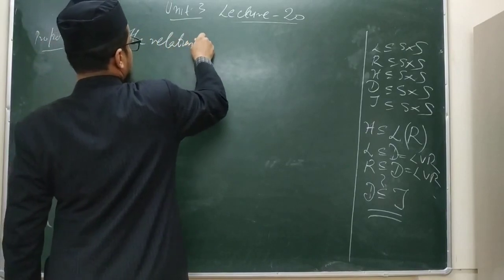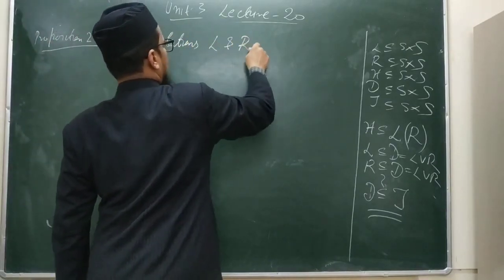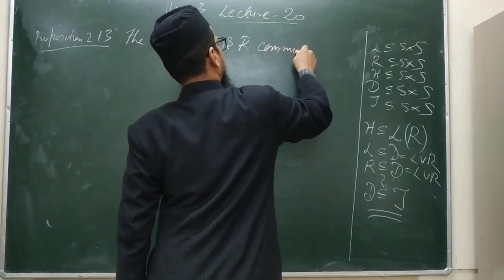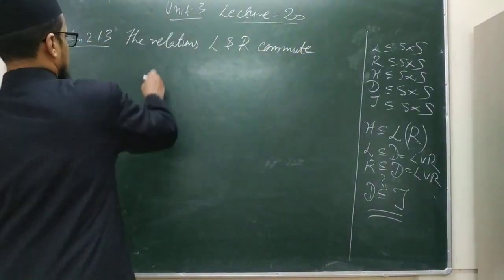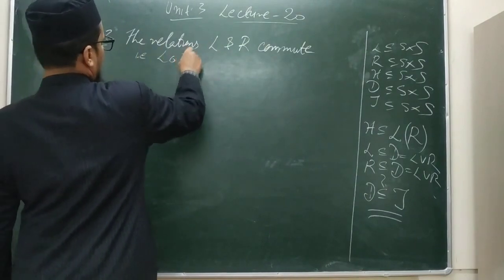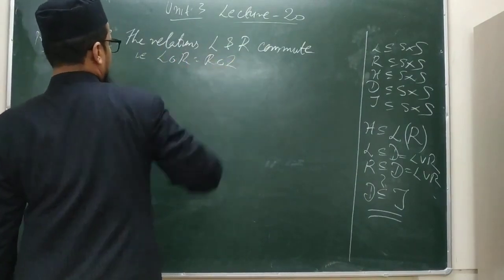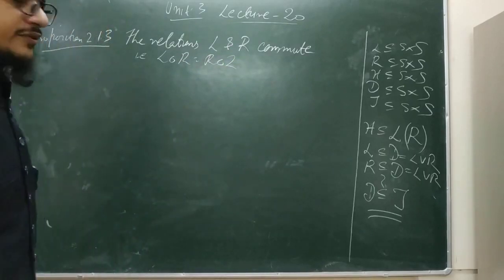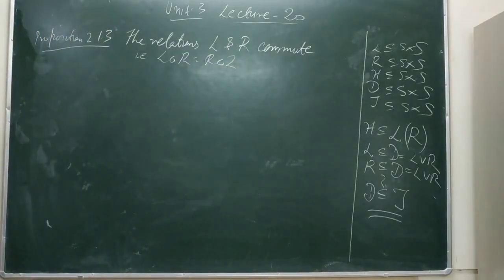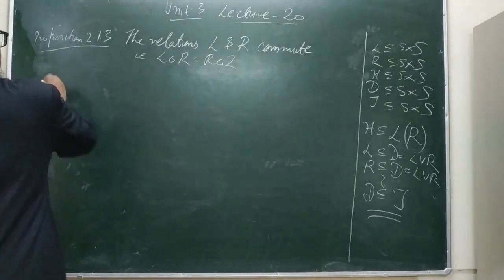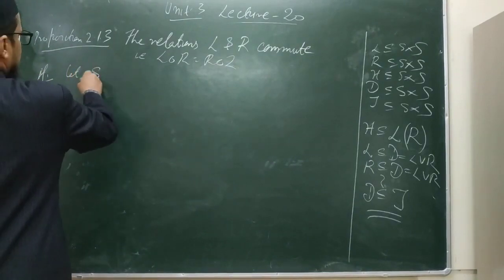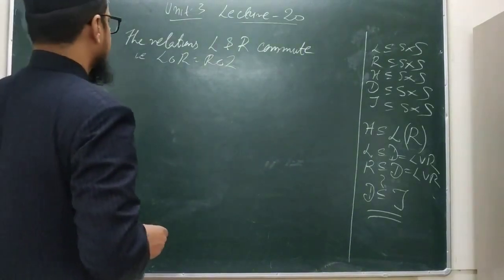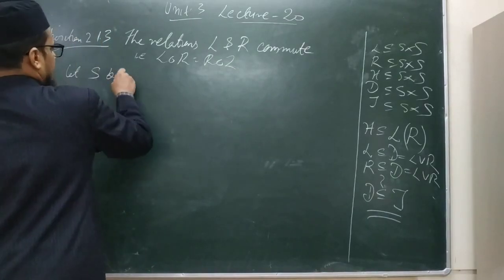The relations L and R commute. That is, L composition R is equal to R composition L. We have to prove this, correct? So let's prove. Let S be a semigroup.